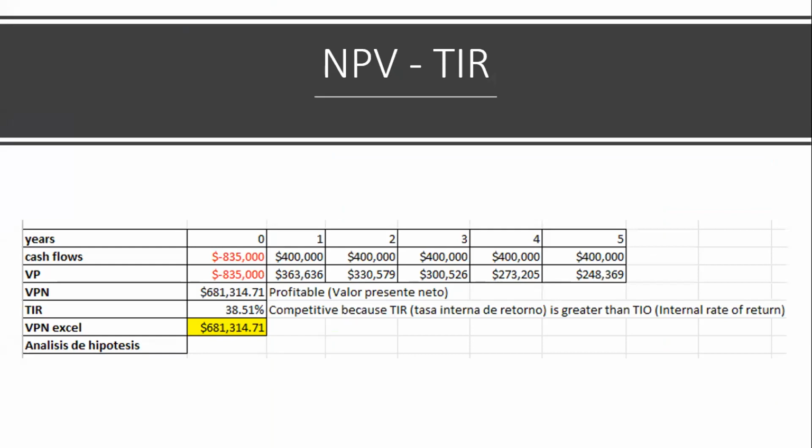From this it is possible to deduce that it is feasible to make the current investment, given that there is a TIR higher than the TIO, which means that the internal rate of return is higher than the opportunity rate. In addition, the project value of the NPV is $681,314.71, which as present value gives better profit for future earnings.